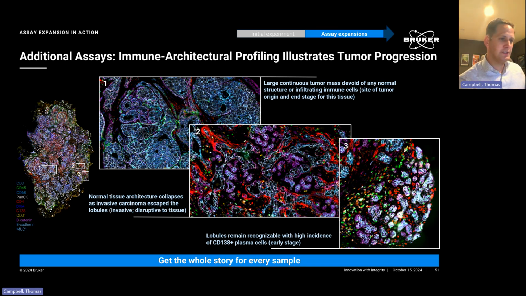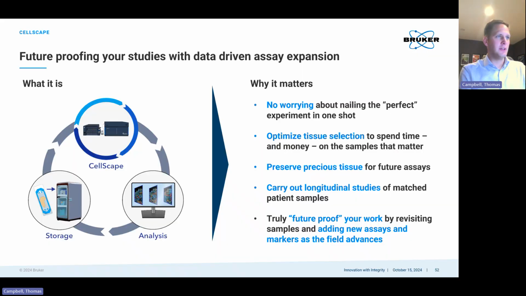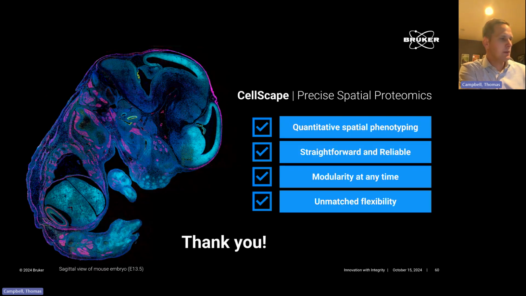And what this feature, this ability to reinterrogate over time, allows you to do is really get the whole story from every sample and not worry about nailing that perfect experiment in the first shot. And I think it really is a feature that can allow you to rethink the way you design these experiments and the way you can future-proof your studies leveraging this reinterrogation capability. So I will conclude there.